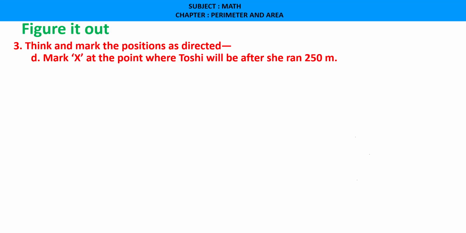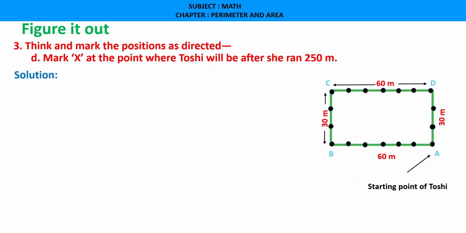Question number 3, subsection D. Mark X at the point where Toshi will be after she ran 250 meters. Now here we have to consider Toshi's track. Toshi will take the inner track. The dimensions of this inner track are length 60 meters and breadth 30 meters. Let us assume the starting point of Toshi as A, and as they are going in the clockwise direction, A, B, C, D.